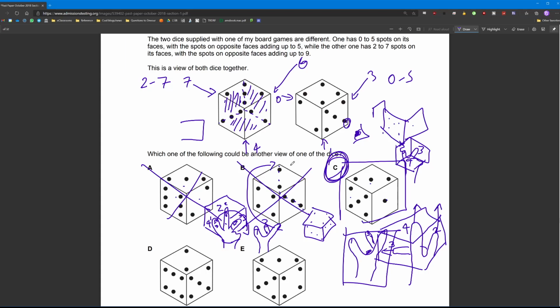For instance, we eliminate E because if you have 5, 5, 4, 3, taking your thumb here, your index finger here, and your middle finger on the 3 side at the back, turning it around this way such that the 5 is to the left of the 4, we get the 3 on the bottom and not on the top. So option E must also not be true.